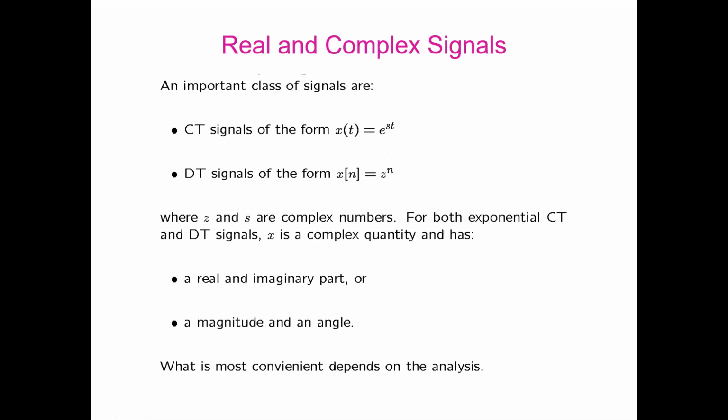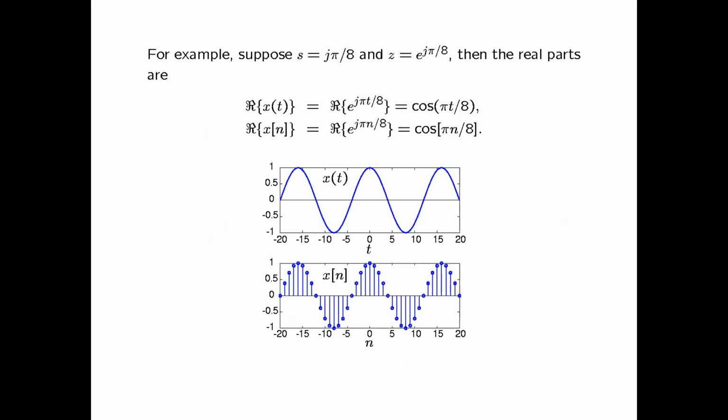And real and complex signals. An important class of signals are continuous time signals of the form x of t equal to e to the st, and discrete time signals of the form x of n equal to z to the n, where z and s are complex numbers. For both continuous time and discrete time exponential signals, x is a complex quantity and has a real and imaginary part, or a magnitude and an angle. What is most convenient depends on the analysis. For example, suppose s equal to j pi by 8 and z equal to e to the j pi by 8.